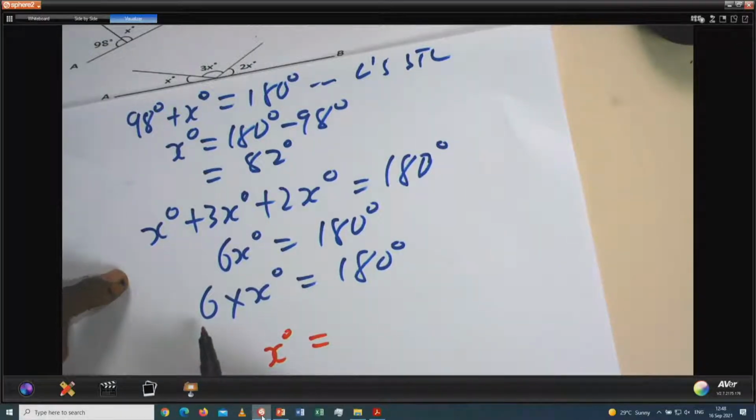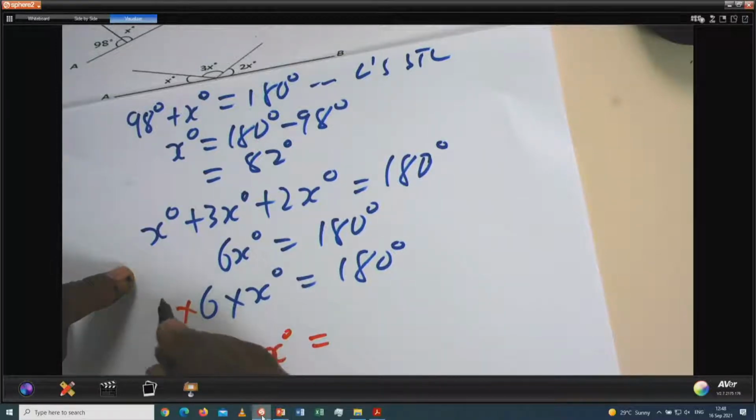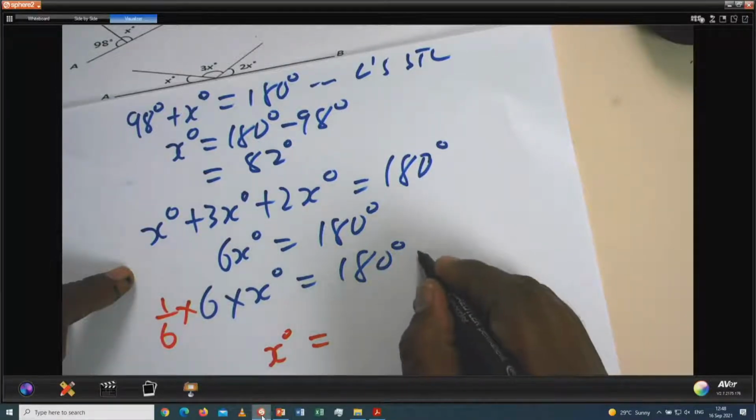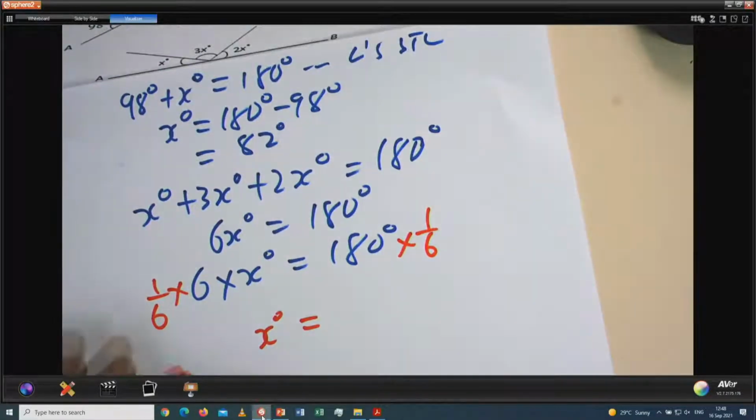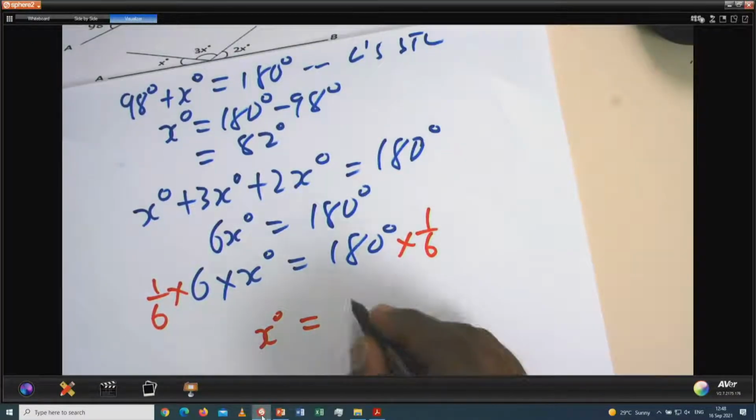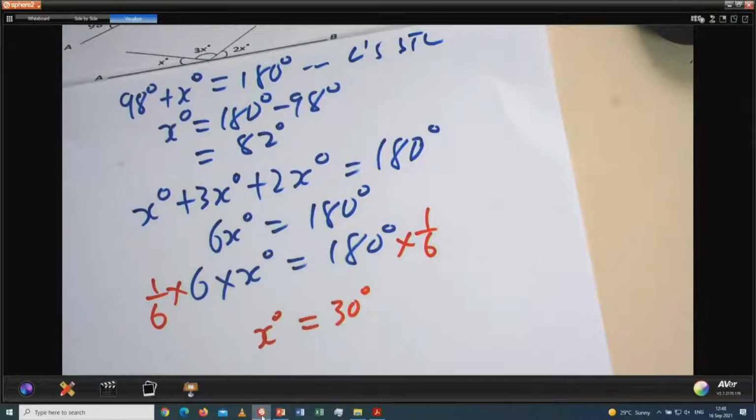Therefore, how do you make our 6 to be 1? You multiply by your inverse. And remember, what you do on the left, you do on the right. Whatever you do on the left, it's our scale. Justice: whatever you give, you give; whatever you take away from this side. Therefore, your x will be 30 degrees. Your mathematics comes in handy after having understood, after having analyzed what is in front of you.